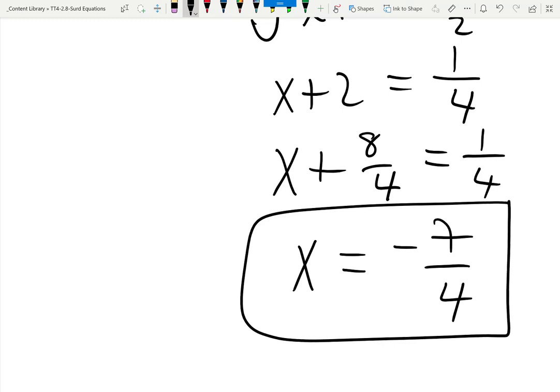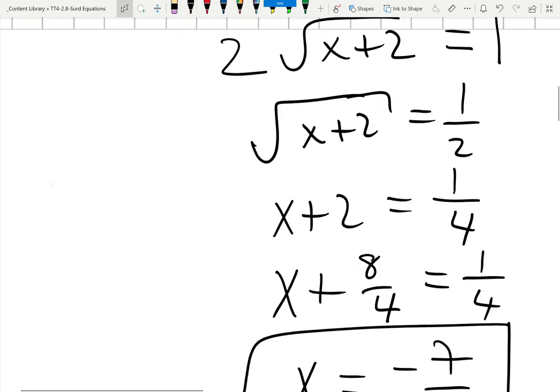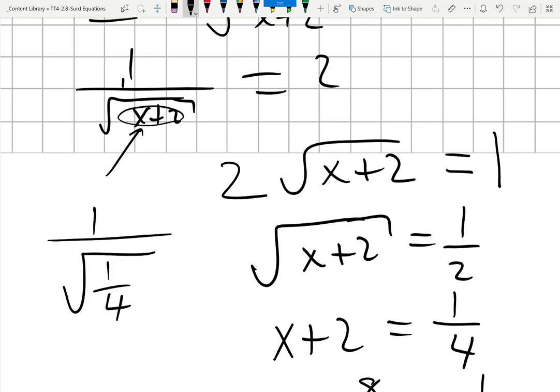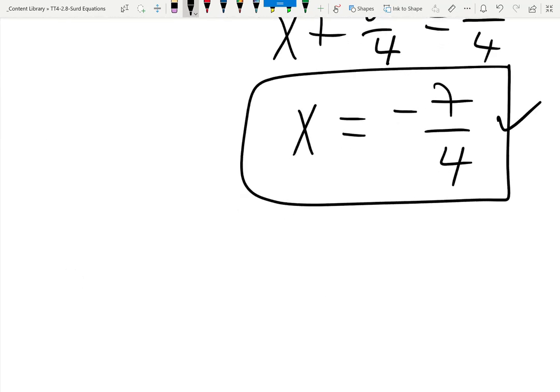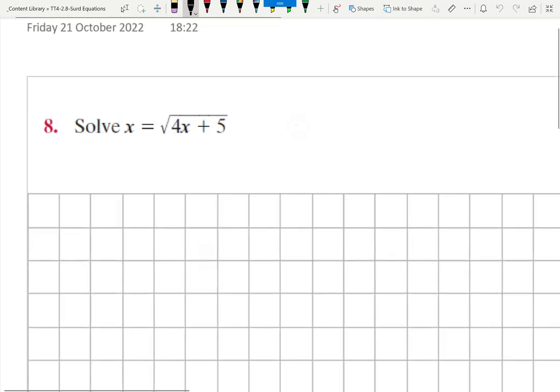I'm going to make sure that that doesn't throw up something nasty. Well, it doesn't, because this is minus 7 over 4 and this becomes a quarter in here, which is 2. That's fine. Looks pretty standard, yeah?